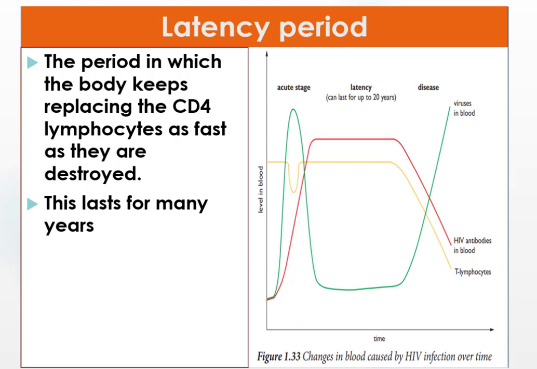HIV may infect other areas of the body, including the brain. Because of the drastic reduction in the number of T helper cells, the immune function is severely reduced, and many opportunistic infections may occur, including pneumonia and tuberculosis, and sometimes, rarely, cancers like Kaposi sarcoma. So the period when the body keeps replacing CD4 lymphocytes as fast as they are destroyed is called the latency period and can last for many years.